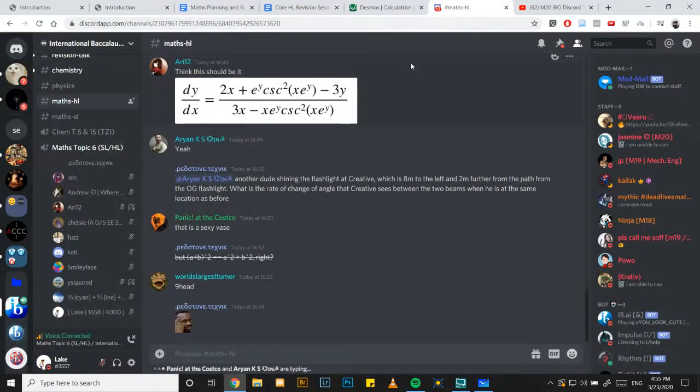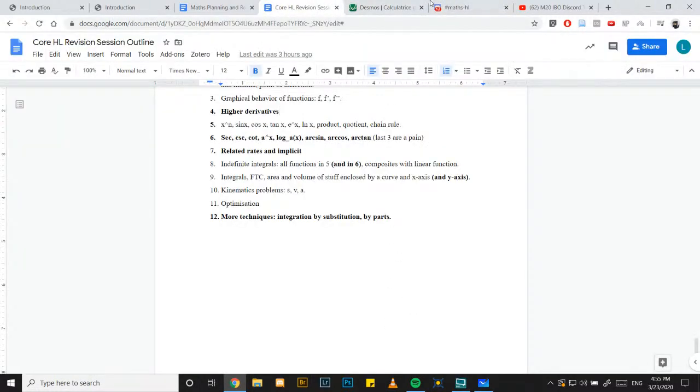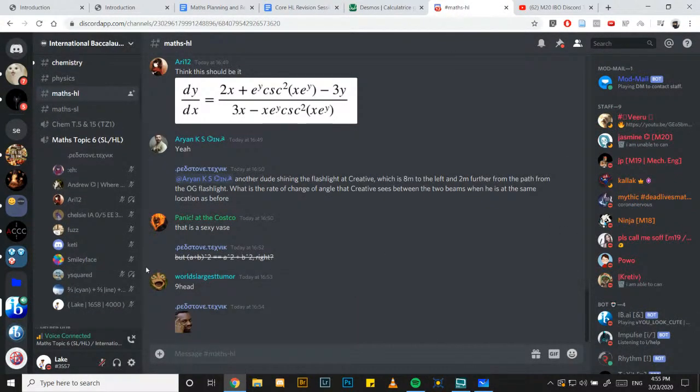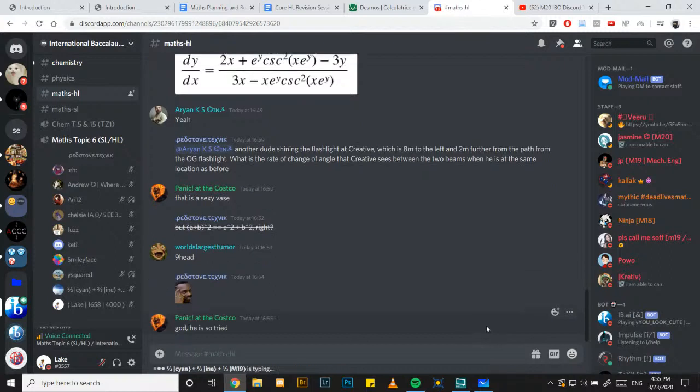Kinematics problems. This one's interesting because I can just derive everything that you guys learn in physics. So if a lot of you are in physics, this will suddenly seem so easy for you.